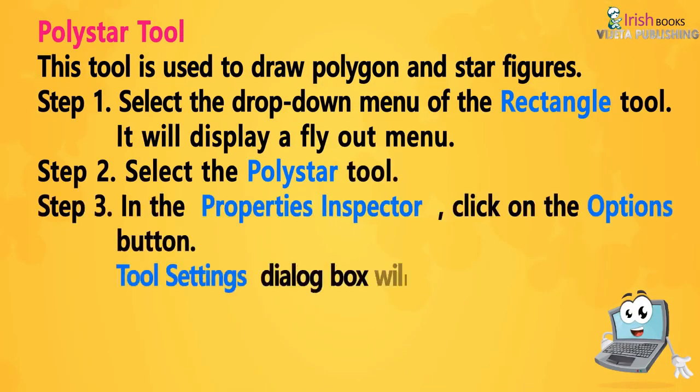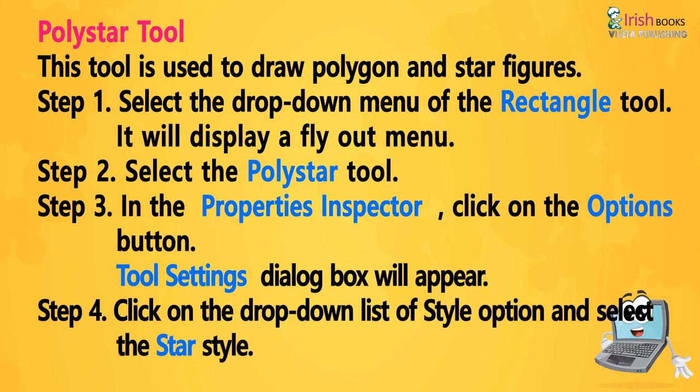Polystar tool. This tool is used to draw polygon and star figures. Step 1. Select the drop-down menu of the rectangle tool. It will display a fly-out menu. Step 2. Select the Polystar tool. Step 3. In the Properties Inspector, click on the Options button.